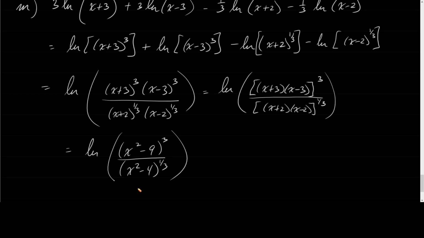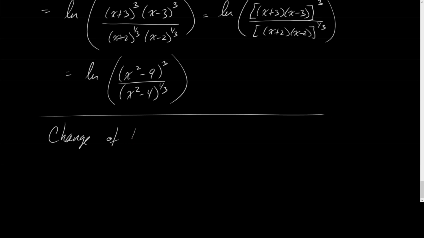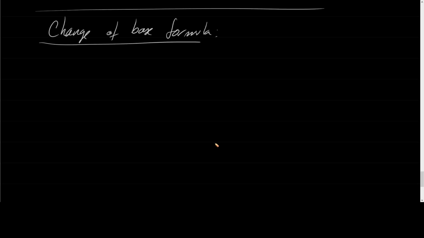All right. So there, that was a lot of using the properties that we spoke about to expand and condense. Now, the last thing I want to mention in this section is called the change of base formula. The change of base formula is very helpful for multiple reasons. But first, let's talk about what it is, and then I'll say what it's helpful for.